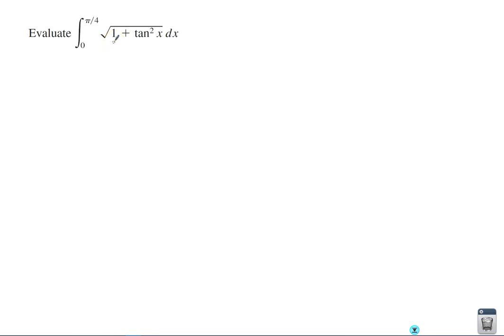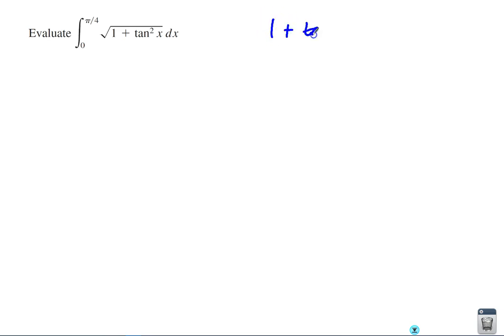So, but what I do know from back in my trig identity days in pre-cal, my absolute favorite unit in pre-cal, I'm sure it was yours as well, 1 plus tangent squared of x is a Pythagorean identity, and that's the same thing as secant squared, okay?